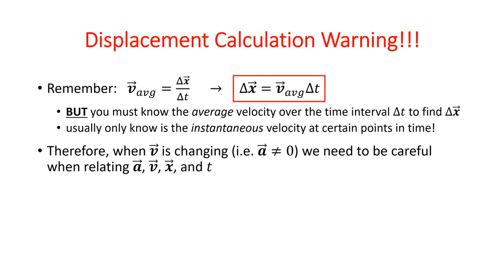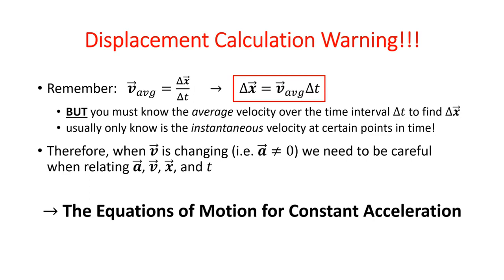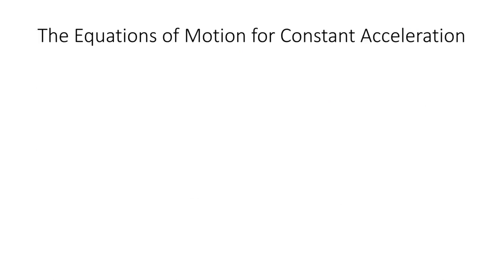Okay, and so what that means is if v is changing, we need to be really careful about how we relate the acceleration, the velocity, and the position, or the displacement. Okay, and so how do we go about doing that? We use the equations of motion for constant acceleration. Okay, and so we have some simplified notation that allows us to write out these equations.